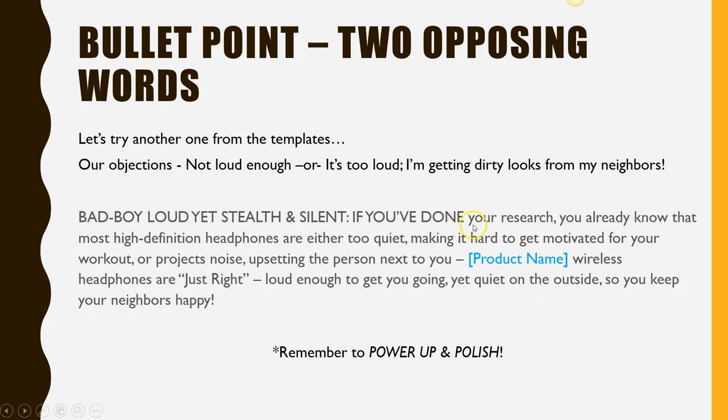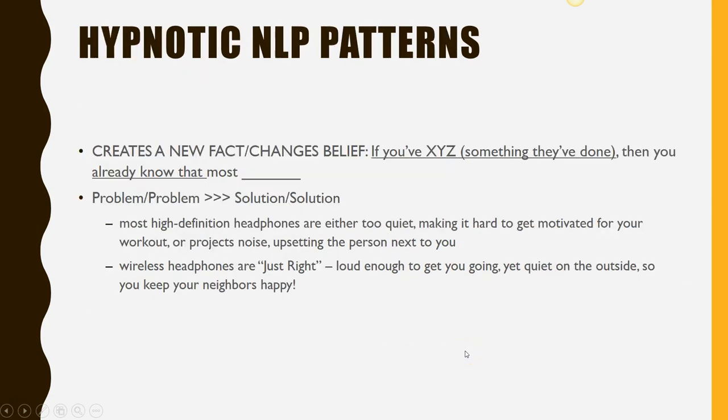So if you've done your research, you already know that, and then you're going to enter in what you want them, the objections you want them to focus on, okay? And then you're going to say, our product doesn't do that. Our product is perfect for you because it satisfies this need in you, and perfect for you because it satisfies this need in you, right? So again, this is creating a new factor, changing beliefs, or reframing where they're going, right? So we went from problem to solution. We're talking about the transformation, right?